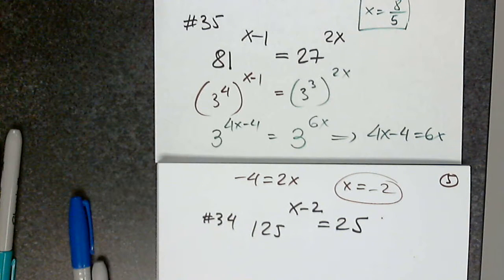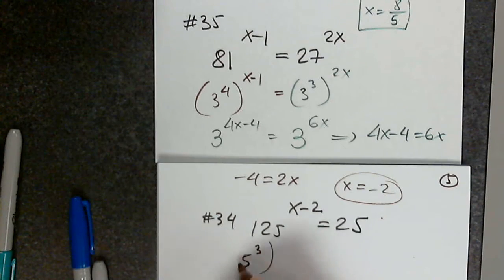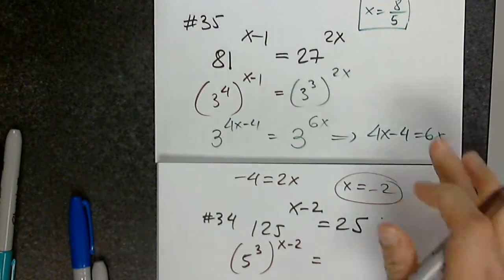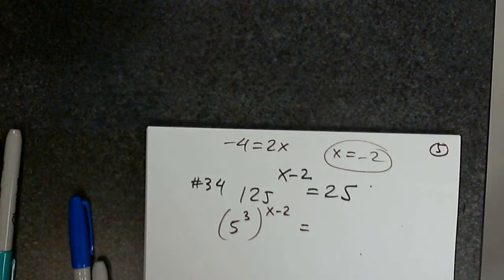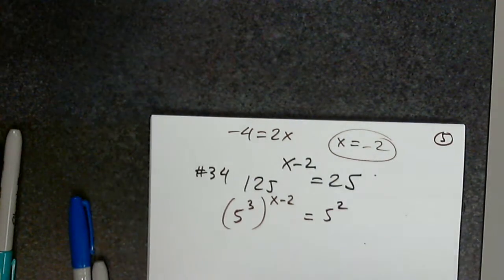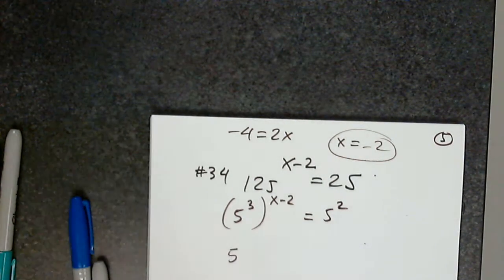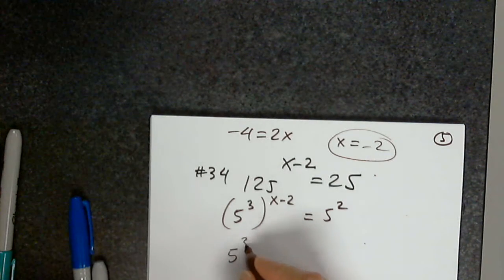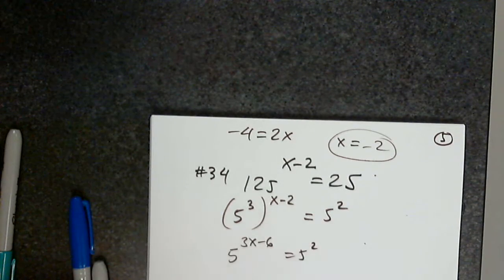So what do we do with 125? Becomes 5 to the third. Awesome. 5 to the third, everything to x minus 2. What do we do to the right-hand side? Becomes 5 squared. Awesome. So then I copy the base, and what happens with the exponents? Becomes 3x minus 6. Very good. 3x minus 6 equals 5 squared.